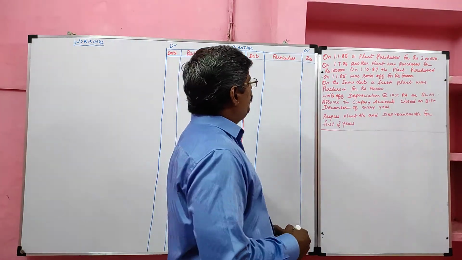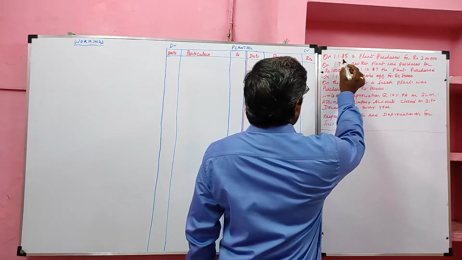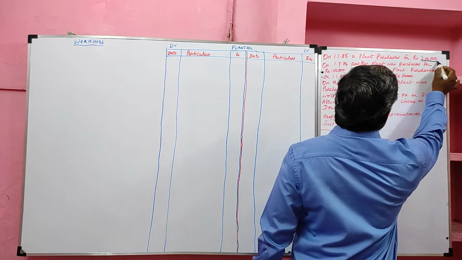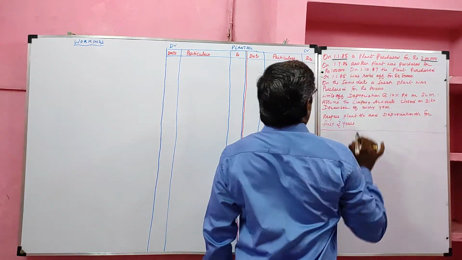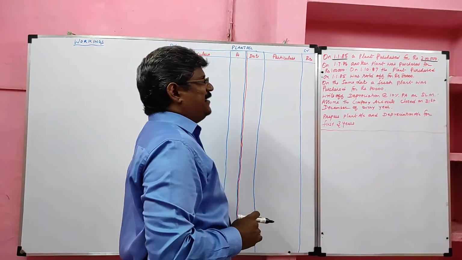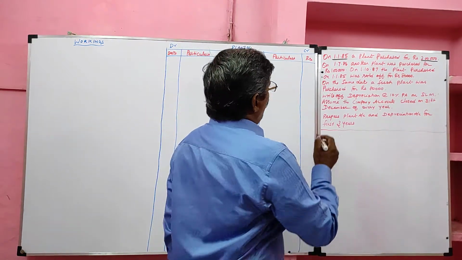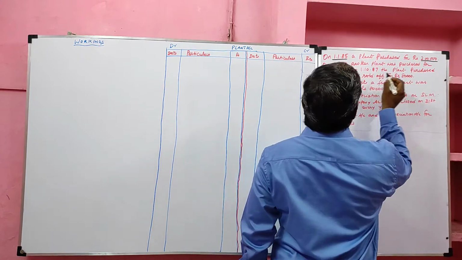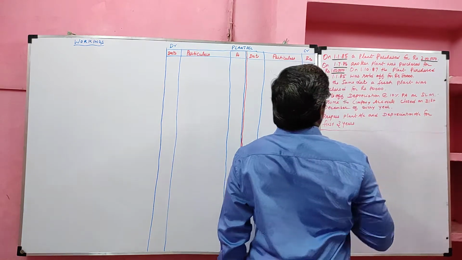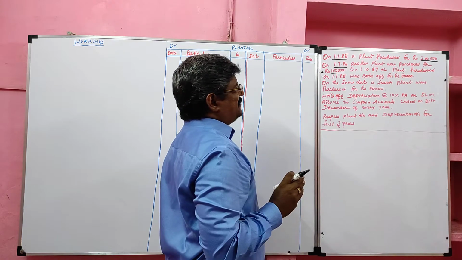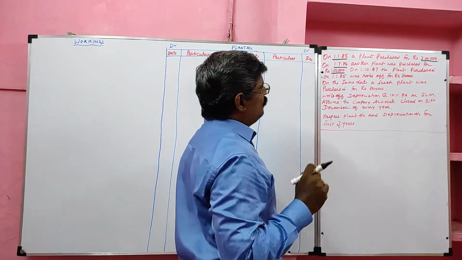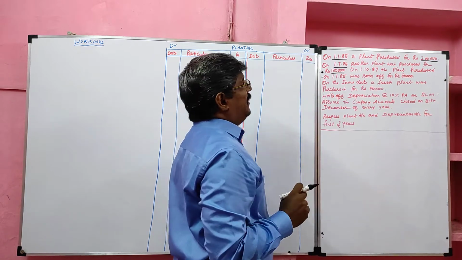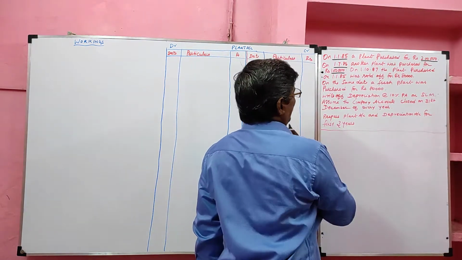Look at the board. On 1st January 1985, a plant was purchased for 2 lakh. So, the first plant was purchased on 1st January 1985. On 1st July 1986, another plant was purchased for rupees 1 lakh. So, the first plant was purchased on 1st January 85 for rupees 2 lakh, and the second plant on 1st July 1986 for rupees 1 lakh.